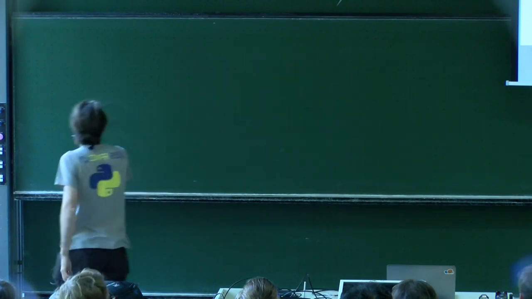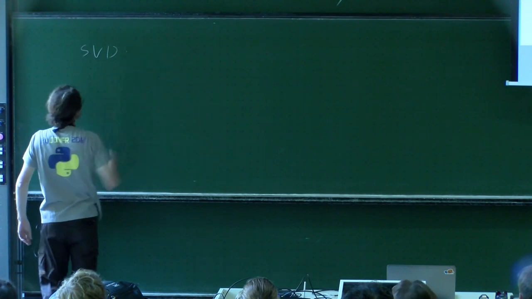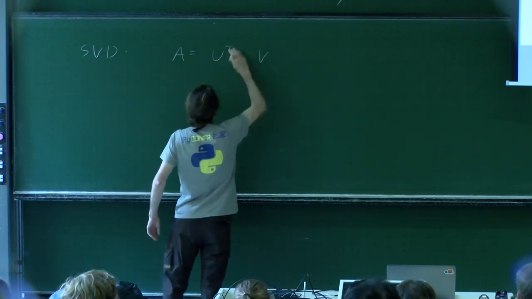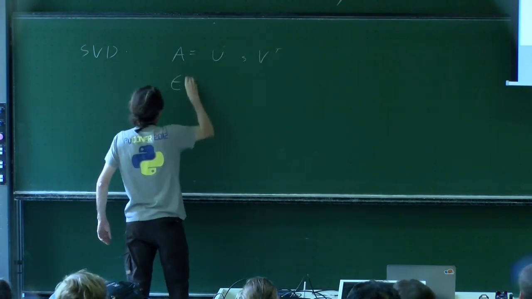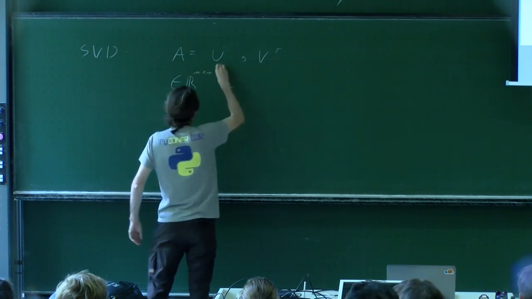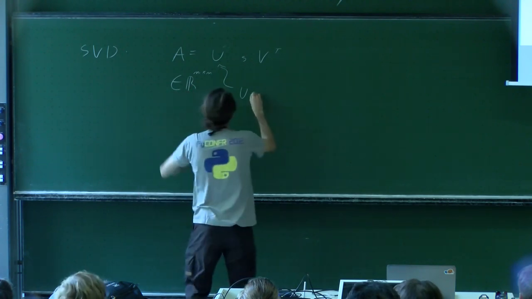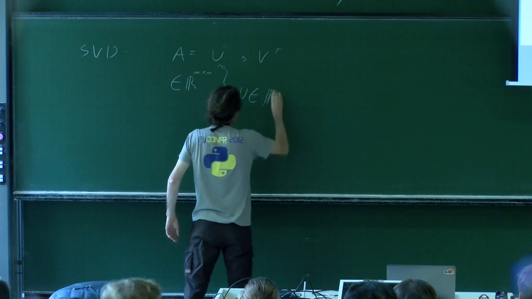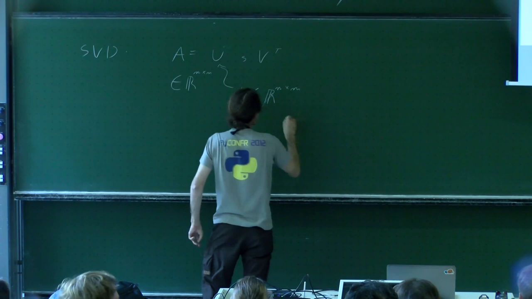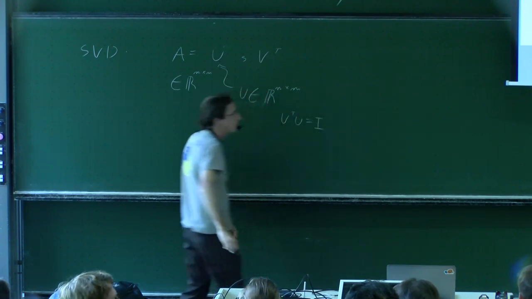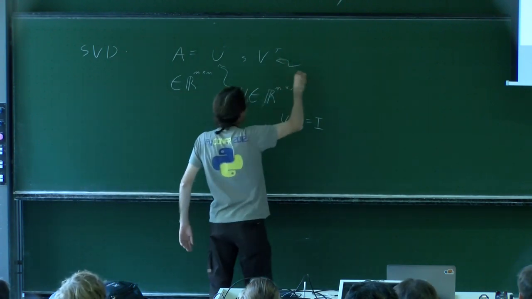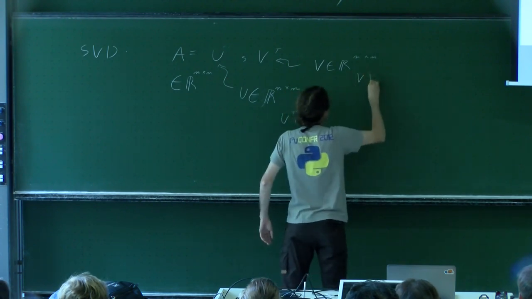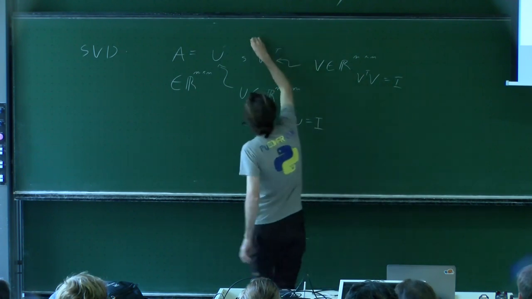The singular value decomposition, SVD, is an extremely useful tool of linear algebra that, given a matrix A, where A is an M by N matrix, will compute U, V and S. U is an M by M matrix that is a partition matrix. V is an N by N matrix that is also a partition matrix. And S is diagonal, with zeros elsewhere.